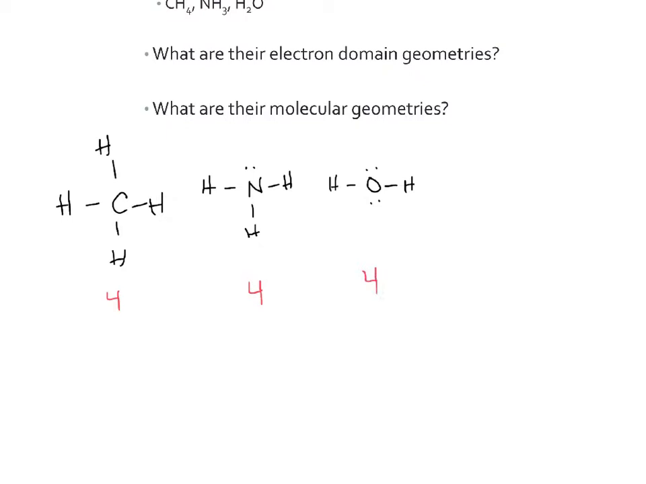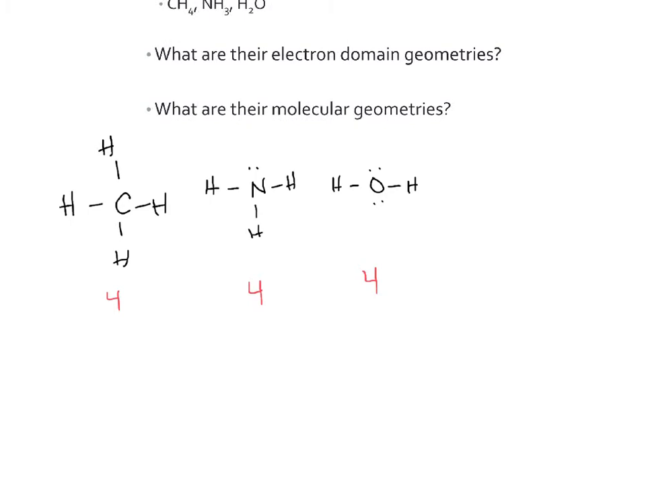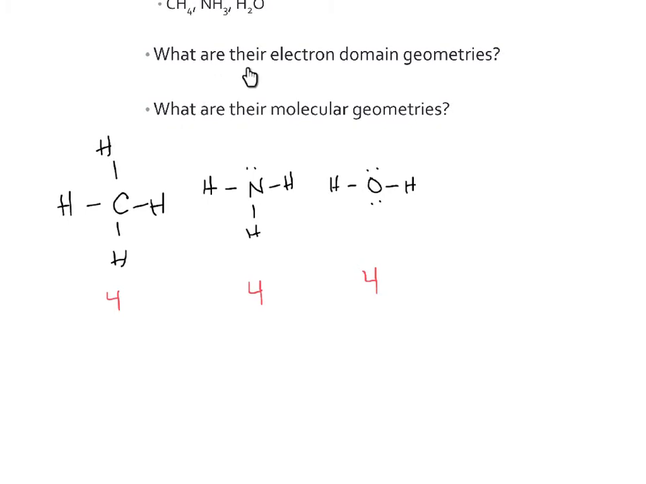So now that we've done step 1, which is Lewis dot, and step 2, which is determining how many electron domains, we can now answer the first question: what are the electron domain geometries for all 3? Electron domain geometry strictly comes from how many electron domains there are. So since all 3 of these molecules have 4 electron domains, they're all going to have the exact same electron domain geometry. And if you recall, 4 electron domains has the general form of AB4, and the name of that is tetrahedral.